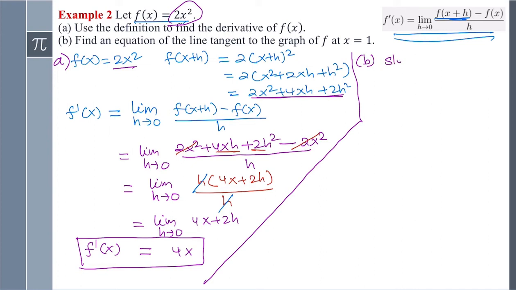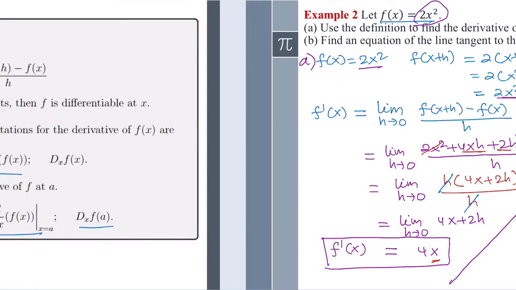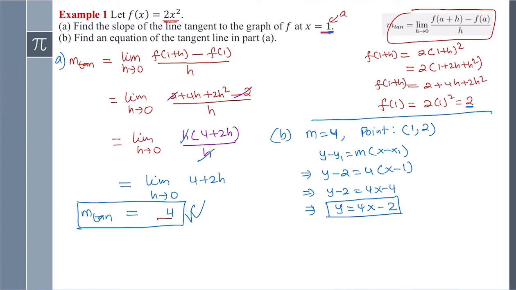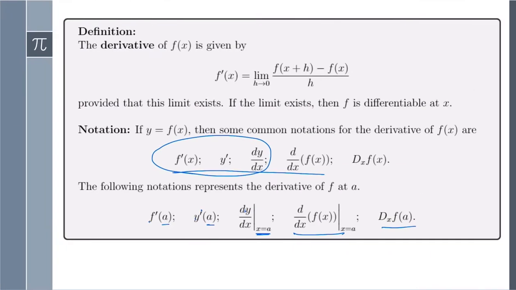So the slope of the tangent line at x equals 1 is given by f prime of 1. So that means we'll take 1 and plug it in here, or we'll evaluate the derivative at 1, which is 4 times 1, and that gives us 4. See, that's the slope that we had here in the first example, it's the same example. So the slope was 4, and we got the same thing here.